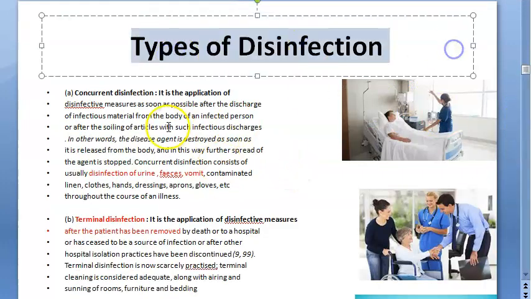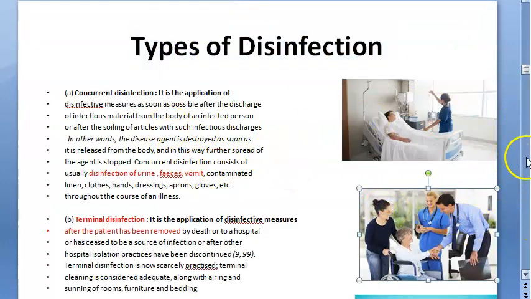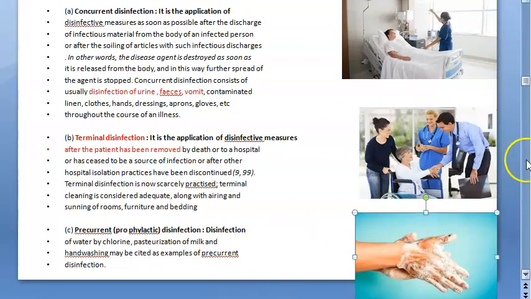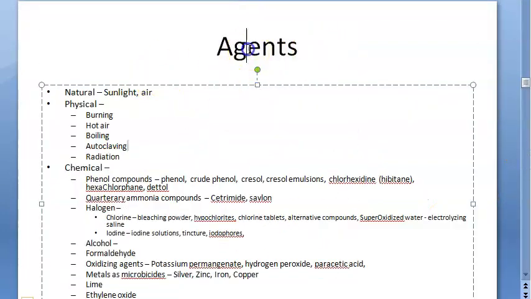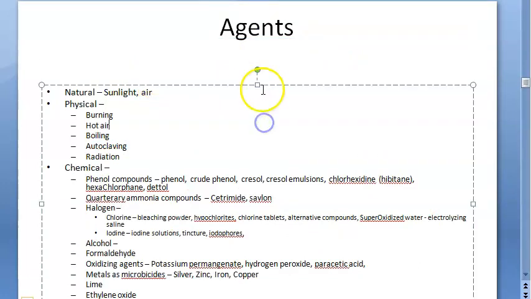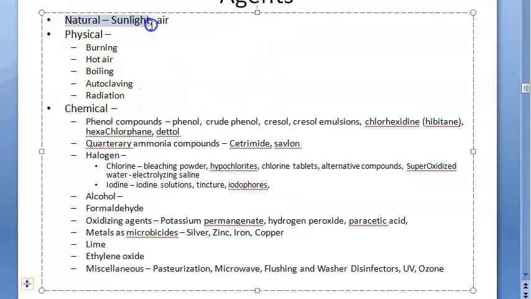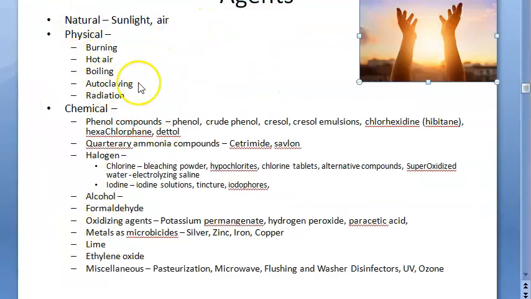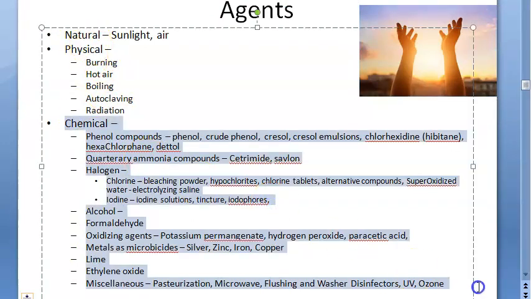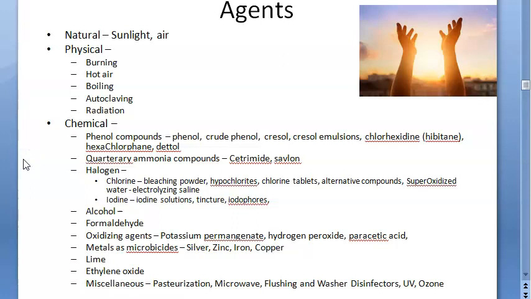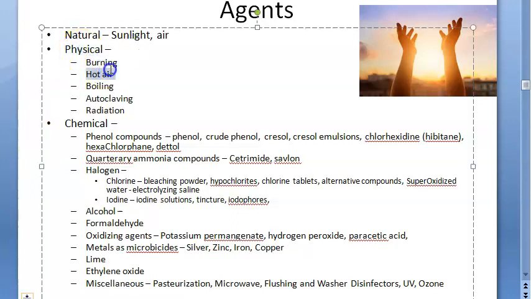So the types of disinfection you saw: concurrent, terminal, and PreCurrent. Very good. Now coming to the agents, guys. You'll have to write all these agents if they ask you. You have natural agents like sunlight, air. Then you divide things as physical and chemical. Very important. This is very similar to what you saw in microbiology last year: sterilization, disinfection. Physical means burning, hot air, boiling, autoclave, radiation.